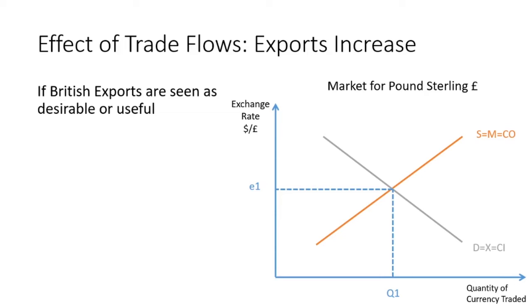In this case, we'll break this down into two different categories. First one, talking about exports increasing. So if British exports are seen as desirable or useful, what this is going to mean is that foreigners demand our products. Maybe it's a bunch of people in the US wanting to buy dual-slot toasters or go on holiday in the UK because Downton Abbey's been a really successful program or something like that. The point is that these people, foreigners, are demanding our products.